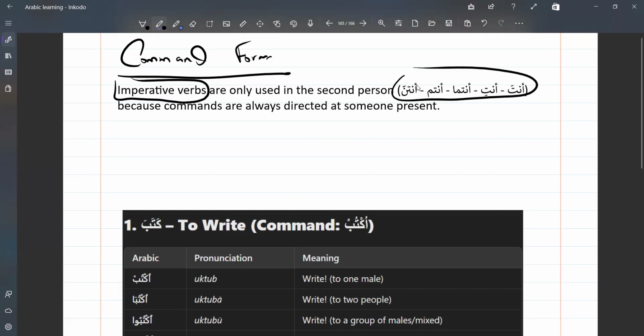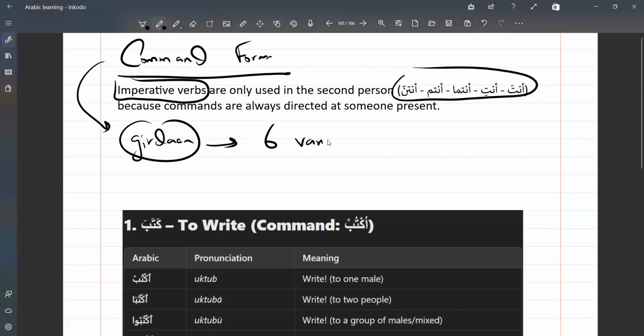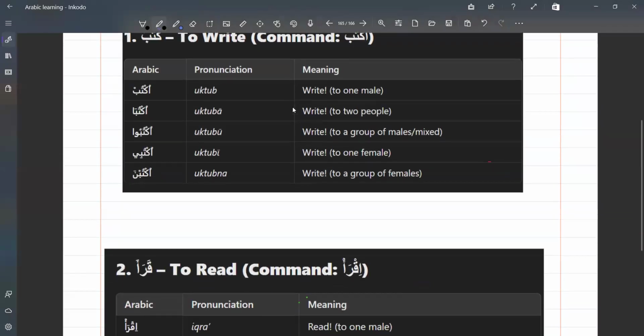We have studied in the previous girdans of present tense and past tense that there are six variations of the second person, right? So obviously, the girdan of this command form should have only six variations, right? So that is the case in the command form. Let's see.